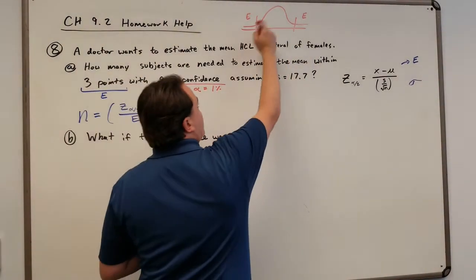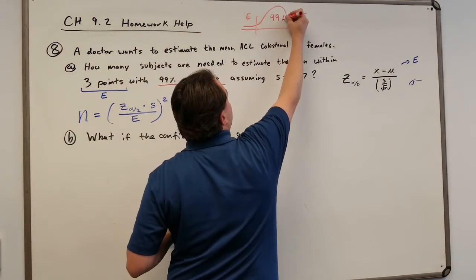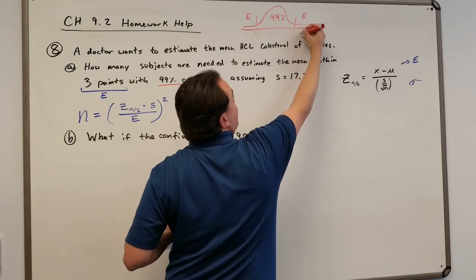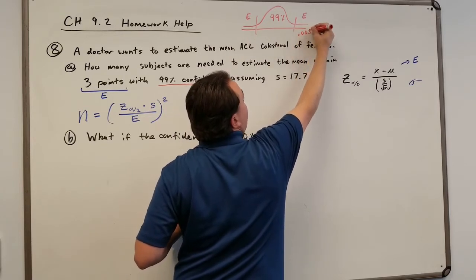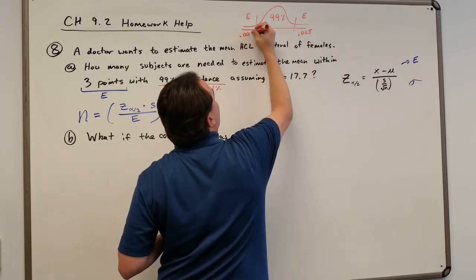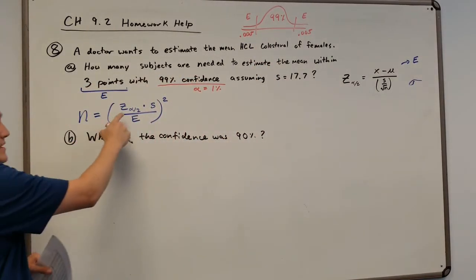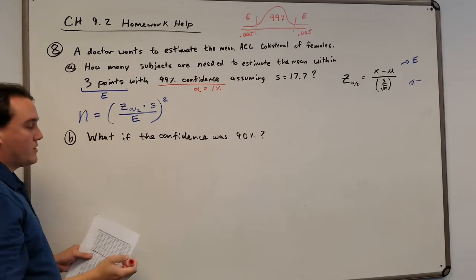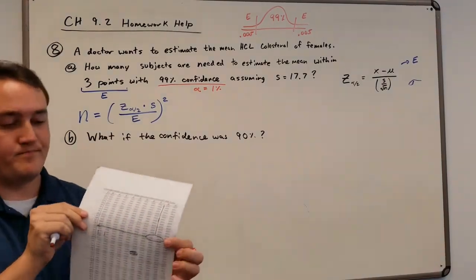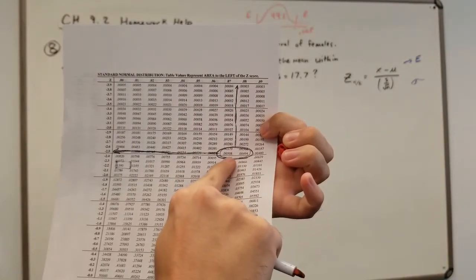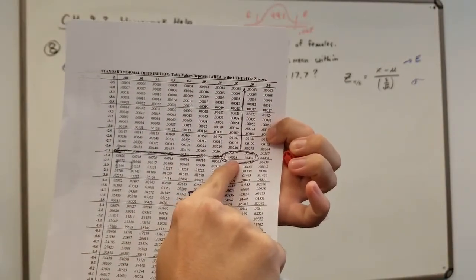But if alpha is 1% and 99% is in here, that means this is split of 1%. So really it's 0.005, 0.005. Those add up to 1%. So our z, that's why it's alpha over 2 and not just alpha. All right. So if you look at your table, you find 0.005 on your table.